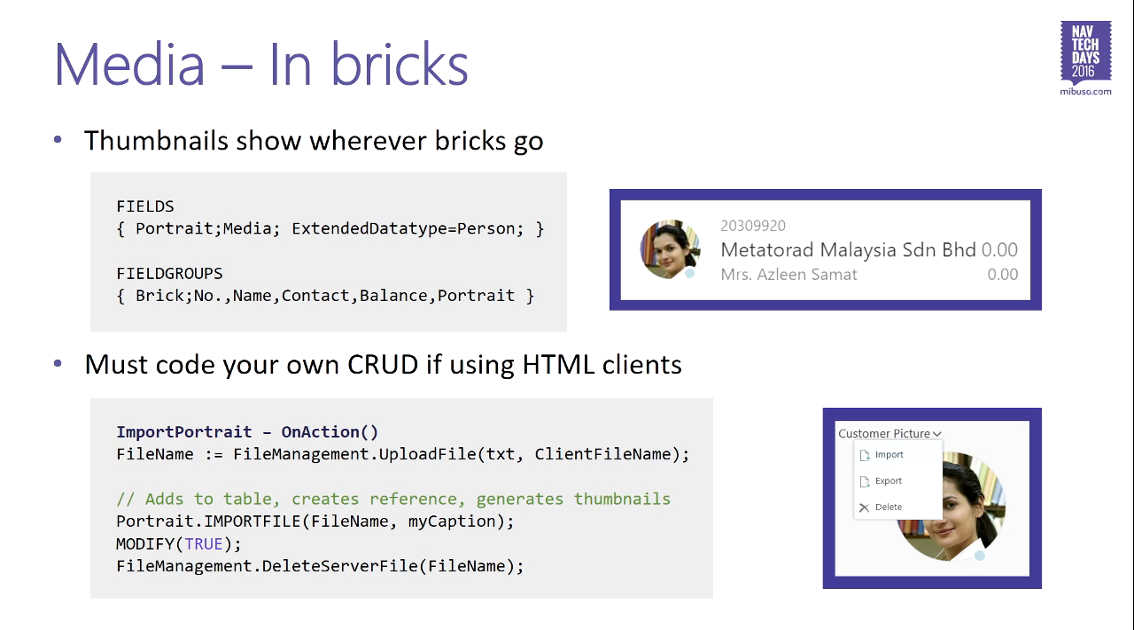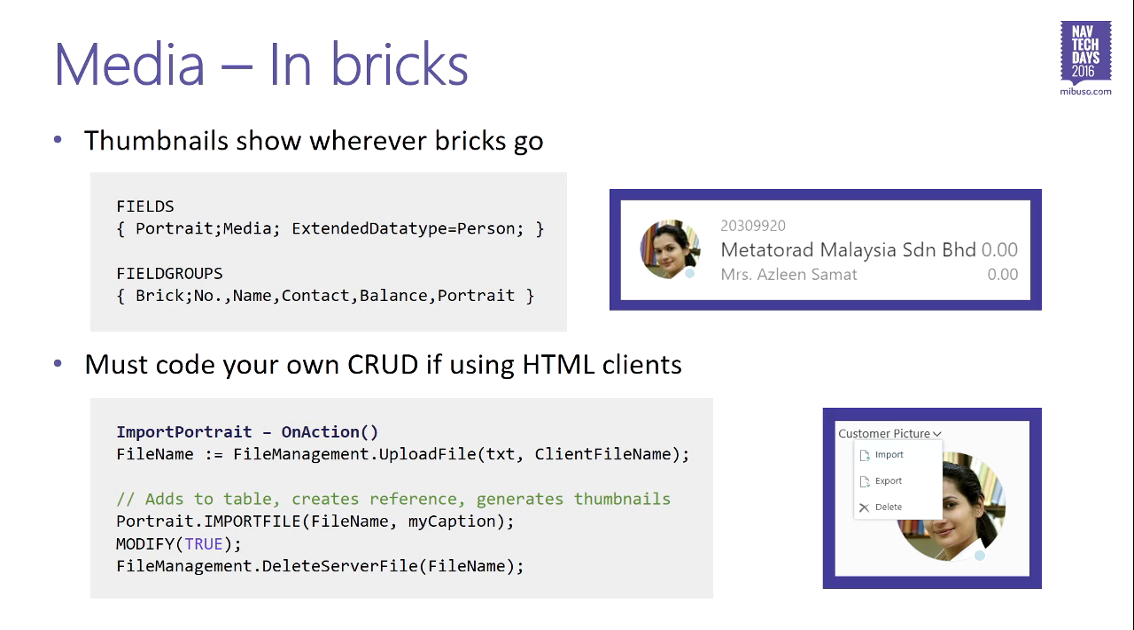And there's one last thing I want to go through for the media. It says that you must code your own CRUD if using HTML clients. So this means NAV doesn't yet give you a way to natively create, update, export, or delete media fields, but we'll be working on that. What this means is if you want to let users import, export, or delete pictures, you have to code this using C/AL right now. And I put in a snippet of code showing how you can import a file. It uses the file management codeunit to upload a file, and you can import a file into a field and stuff like that.